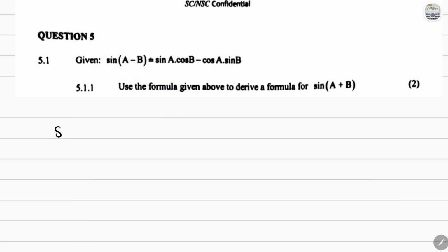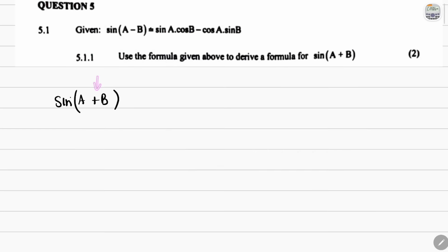So we're focused on this, sine A plus B. But do you see a problem with using the rule that we have above here? To use this rule to derive a formula for this, this has a plus, this has a minus. So how are we supposed to apply the same rule to this? Well, we would have to change this to a minus first.